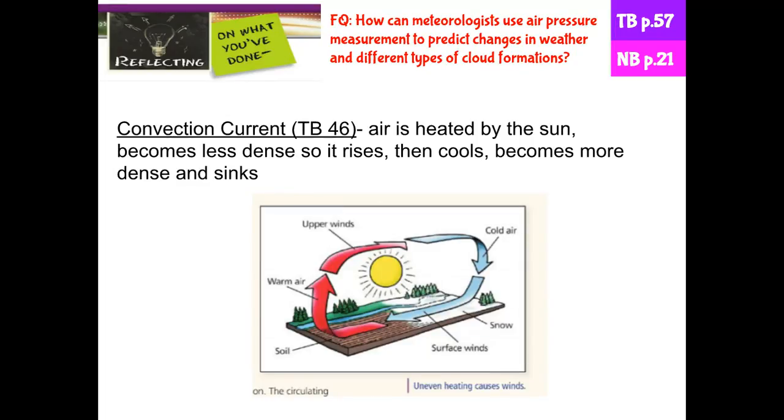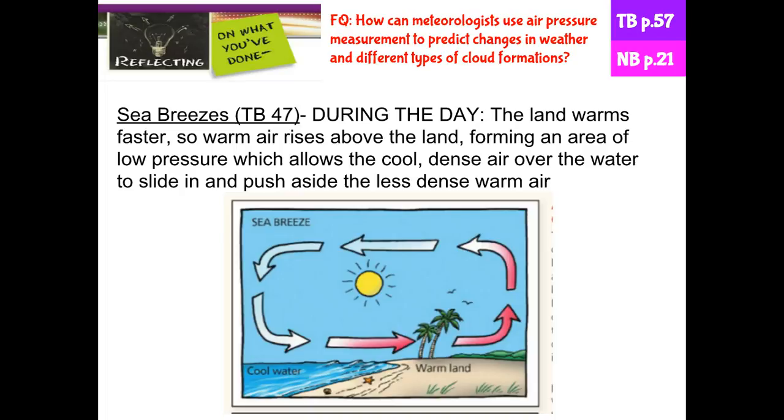Convection currents is air is heated by the sun, becomes less dense so it rises, then cools, and becomes more dense and sinks. Sea breezes occur during the day. The land warms faster, so warm air rises above the land, forming an area of low pressure, which allows the cool, dense air to move over the water and to slide in and push aside the less dense warm air. And that visual is a good example of that.